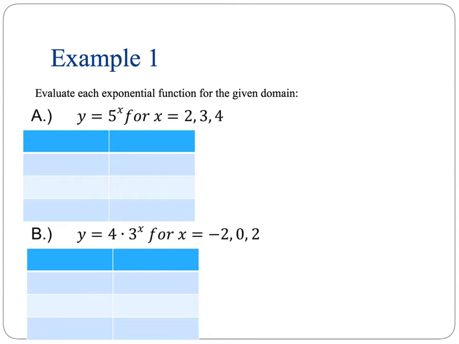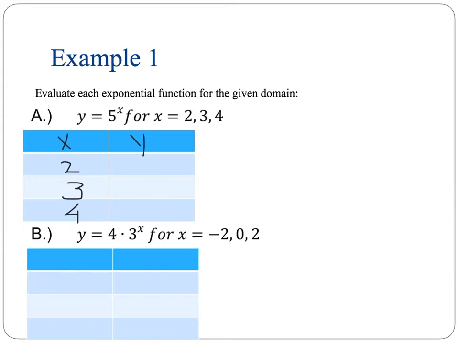So here, in the case of example 1, part A, we're given that y equals 5 to the power of x. And we're told that we need to evaluate this function for values of x that are equal to 2, 3, and 4. So if we set up our table here, and I make this my x column, this my y column, I'm going to plug in the numbers 2, 3, and 4 for x into my equation. Then I'm just going to solve for y from there.